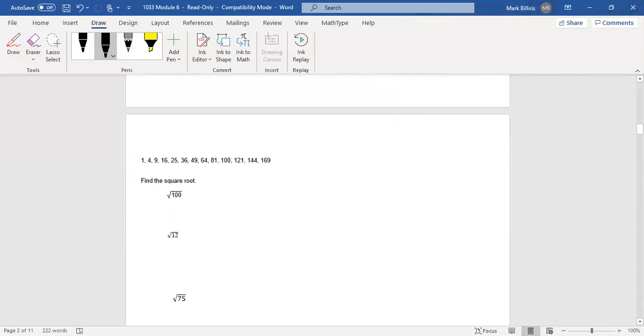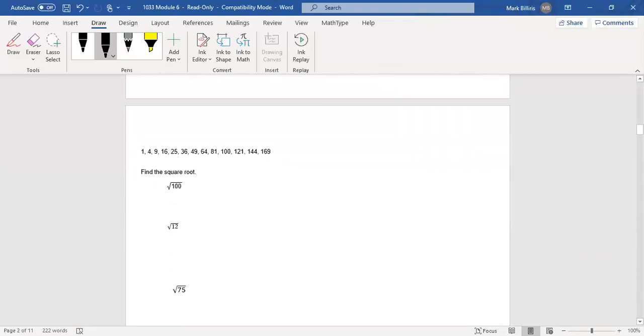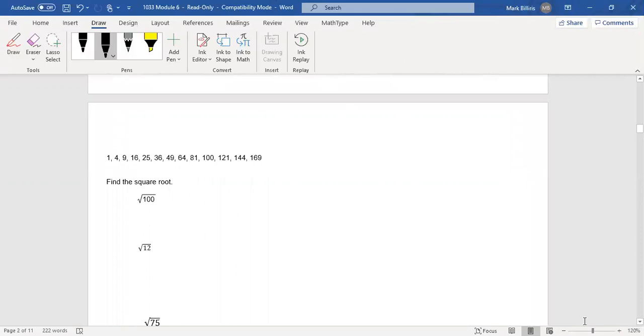Now let's discuss breaking down radicals and simplifying. There's a variety of ways to do this, and I'm going to show you a couple of techniques. Let's start by looking at what we call perfect squares. So I've written 1, 4, 9, 16, etc.